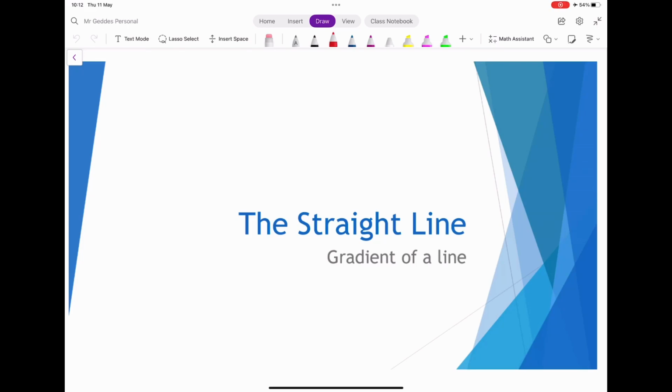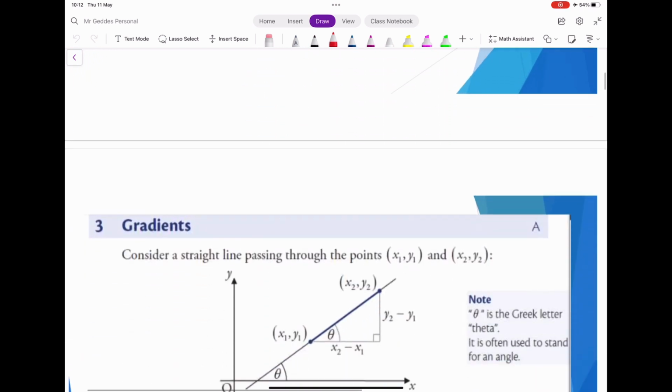This is the second lesson in the straight line, where we're going to find the gradient of a line. You might recognise this from back in National 5, where you have the formula for finding the gradient of a line, the old y2 minus y1. So we'll go over that again, and then we'll go over a few things.